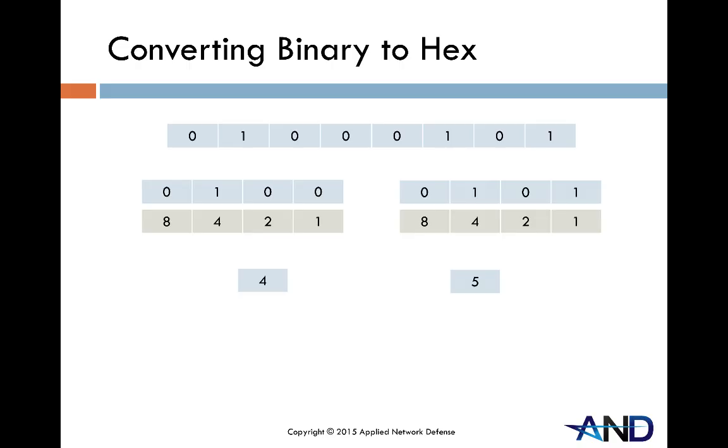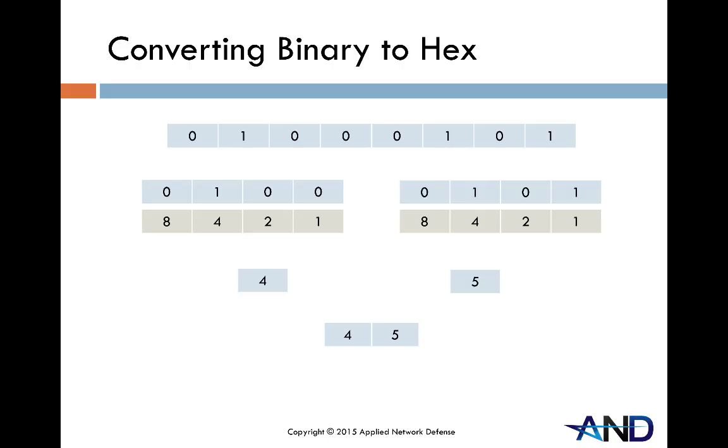We're not adding these together. We're not going to add 4 and 5 together. That would give us the incorrect value. Instead of adding them together, we're simply going to append them together. So in this case, they remain two separate positions. Our hex representation of this byte is 4, 5. So 0, 1, 0, 0, 0, 1, 0, 1 is equivalent to hex 4, 5.